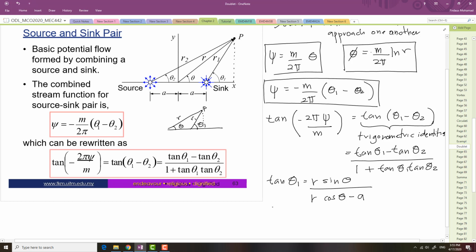Okay, while for tangent theta 2, for this angle, tangent theta 2 is R sine theta over R cos alpha plus, with R cos alpha here, and then plus this length A. So R cos alpha plus A.